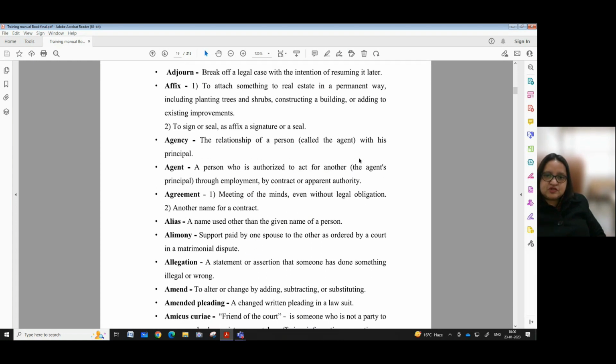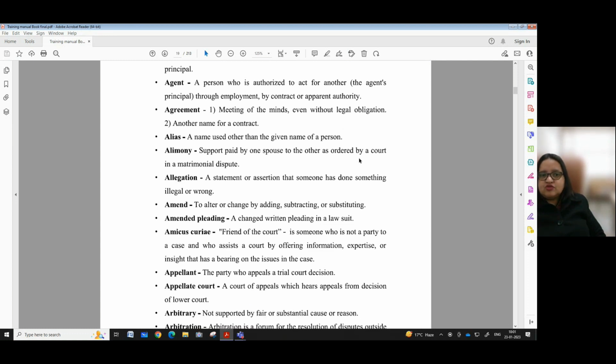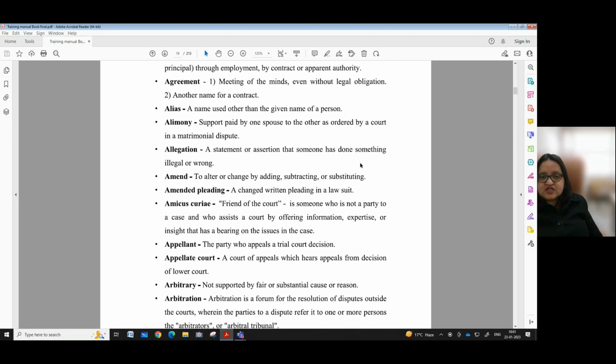Agency, the relationship of a person called the agent with his principal. Agent, a person who is authorized to act for another, the agent's principal, through employment, by contract, or apparent authority. Agreement, it has two meanings, meeting of the minds even without legal obligation. And second meaning is another name for a contract. Alias, a name used other than the given name of a person. Alimony, it means support paid by one spouse to the other as ordered by a court in a matrimonial dispute. Allegation, a statement or assertion that someone has done something illegal or wrong.